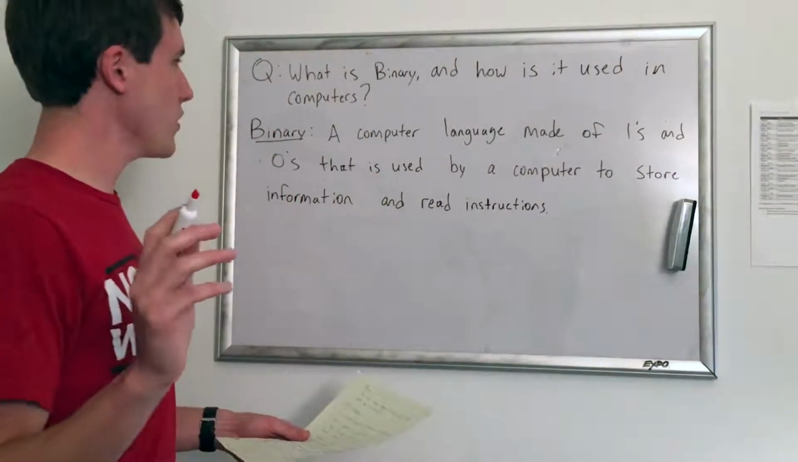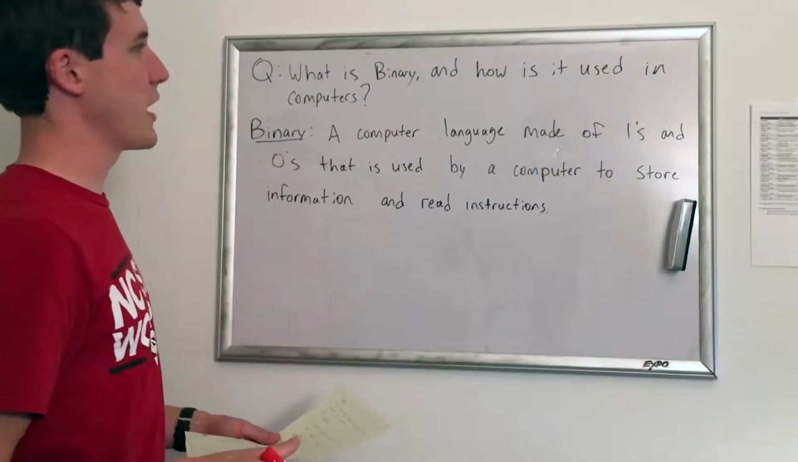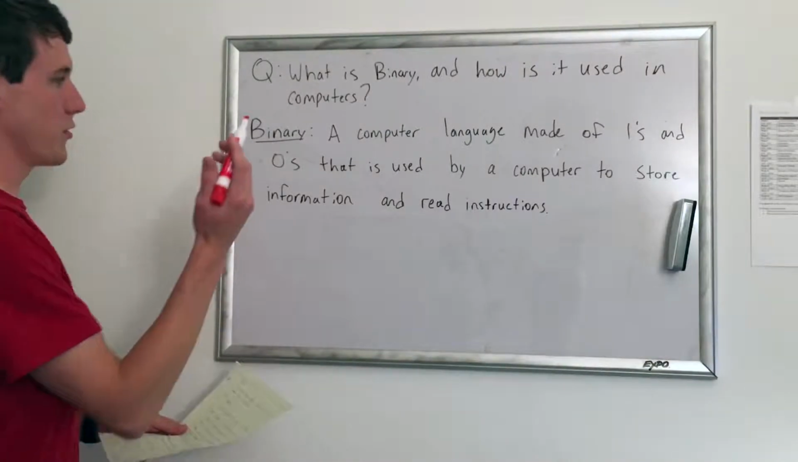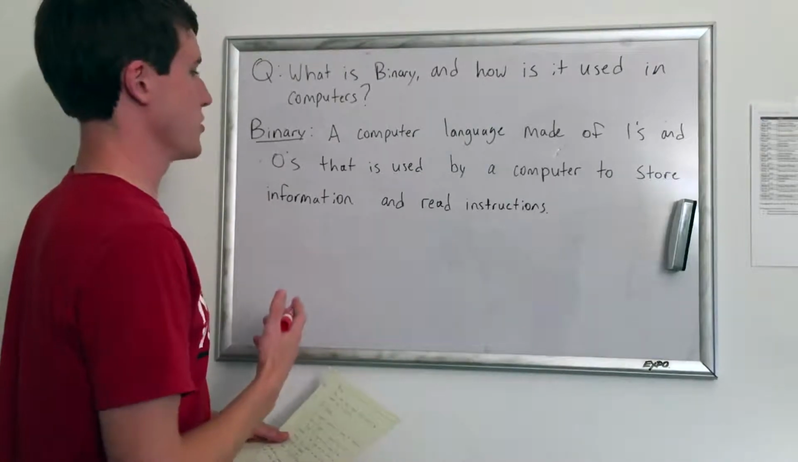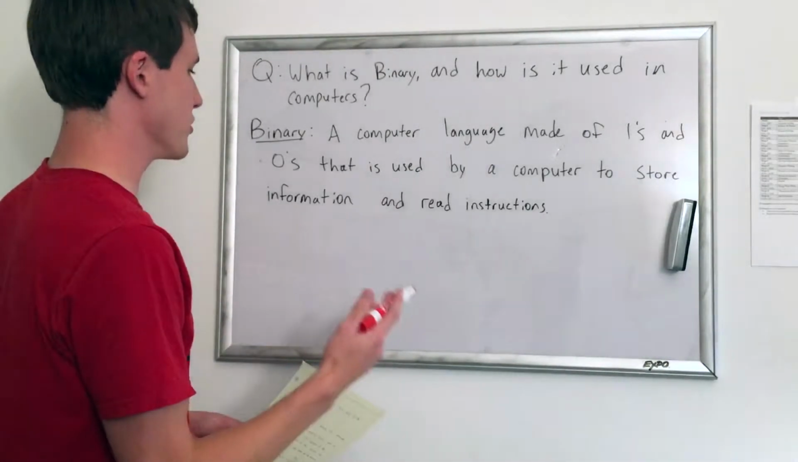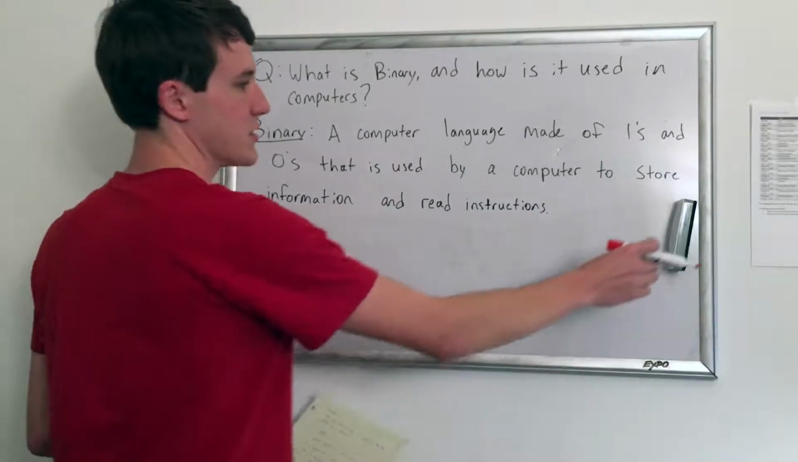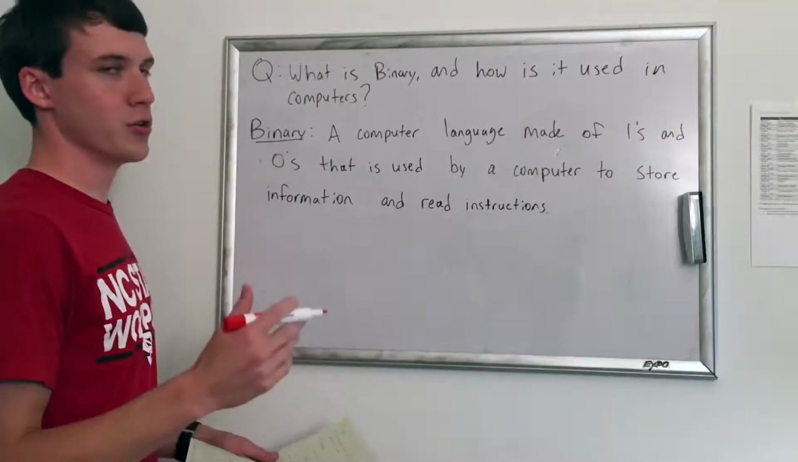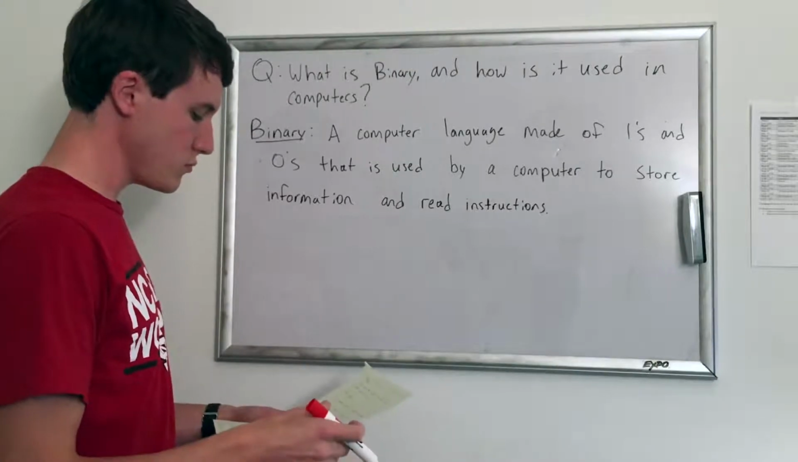Anyway, I chose to respond to your question on the forum: what is binary and how is it used in computers? So binary is a computer language made up of ones and zeros that is used by a computer to store information and read instructions. And binary is actually the most basic language that a computer uses to communicate with its various parts.